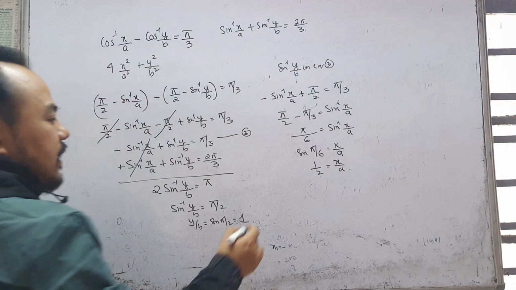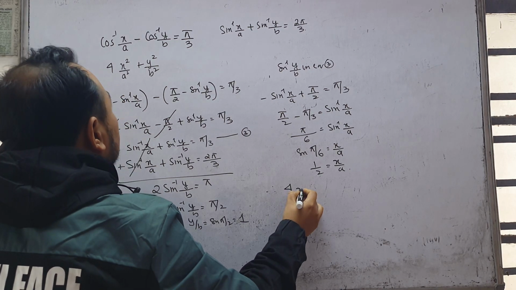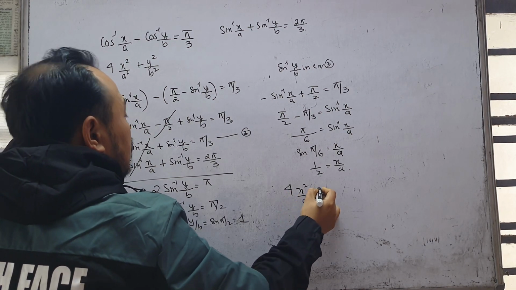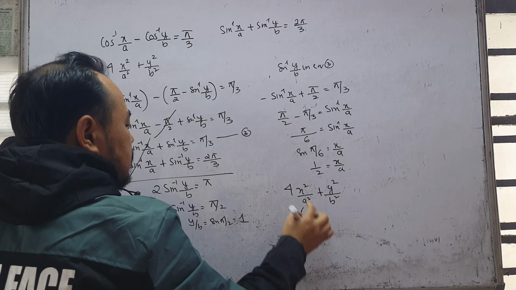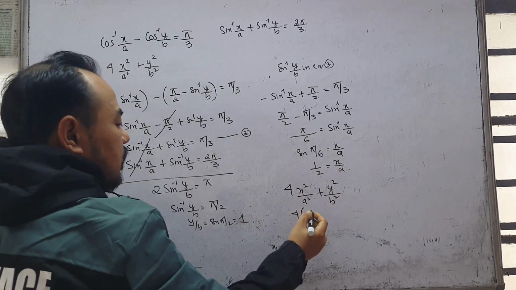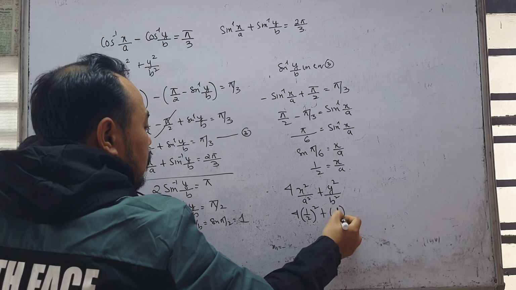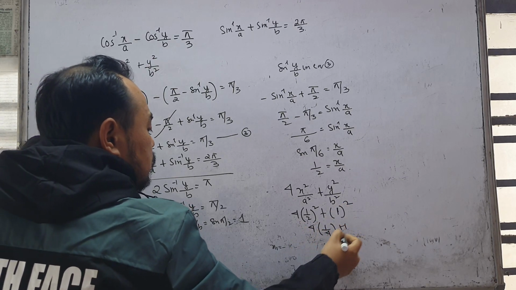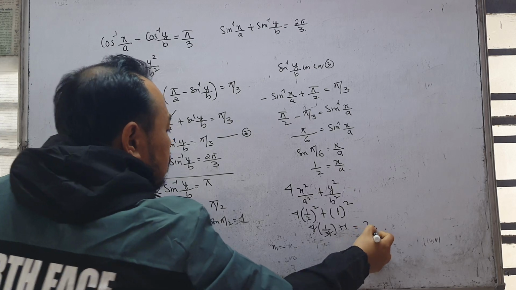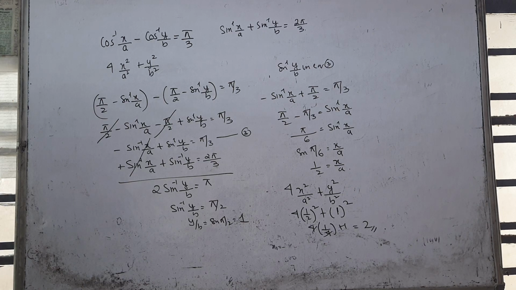Is it clear? Finally we come to what they have asked: 4 times x square by a square plus y square by b square. Tell me what is x by a, guys. What is x by a? 1 by 2 whole square. What is y by b? 1. So what do you get? 4 into 1 by 4 plus 1. 4 and 4 get cancelled. Very important question. This is a competence based question. Is it clear, everyone? Understood?